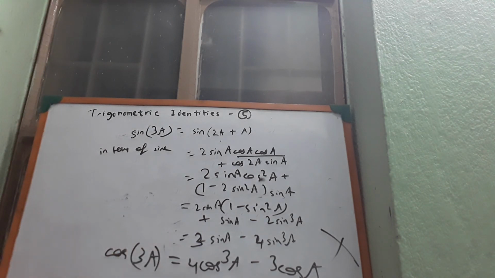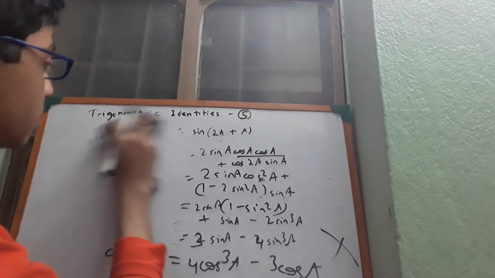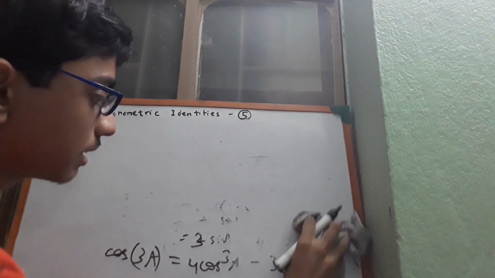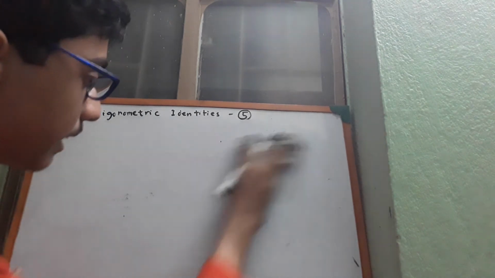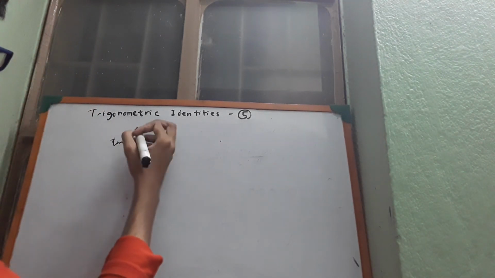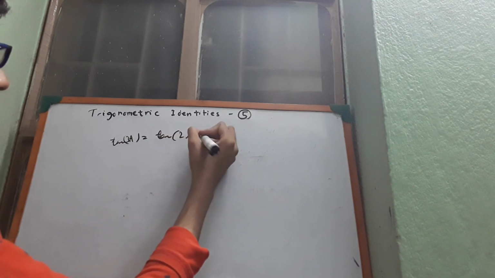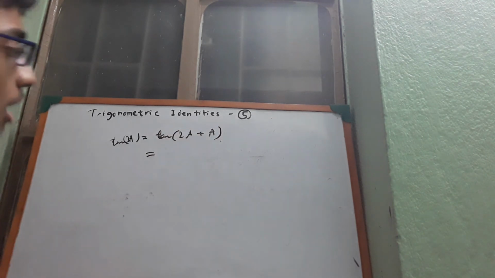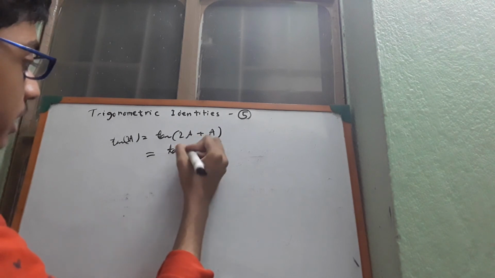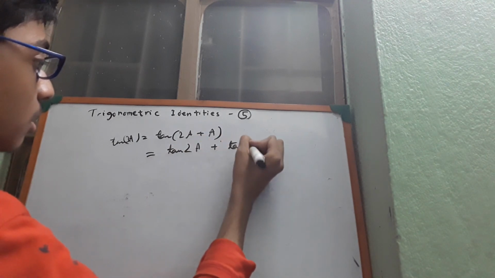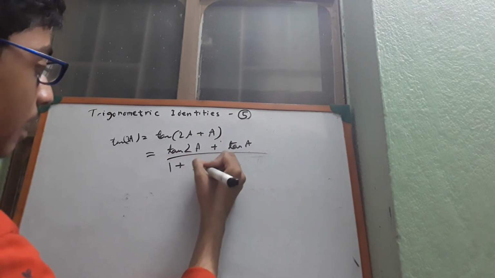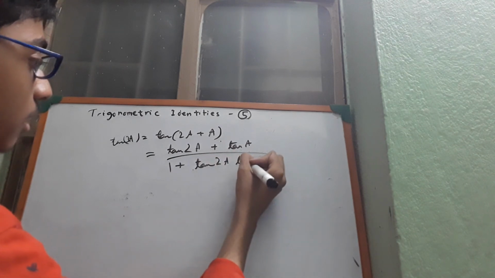And tan 3A you can just divide other ways also to reach the result. But let's solve for tan 3A, because it will be interesting. That's the last calculation we'll do in this video. So tan 3A is tan of 2A plus A. So what is tan of a plus b? Tan a plus tan b over 1 plus tan a tan b. In this case, tan 2A and tan A.